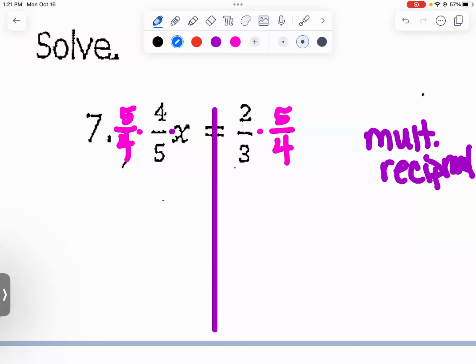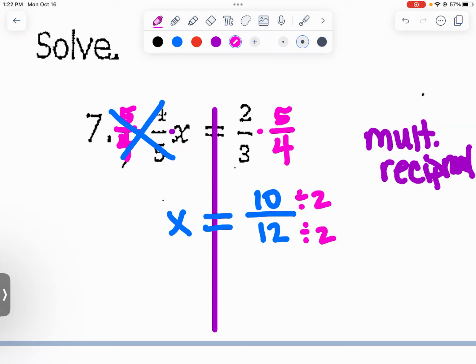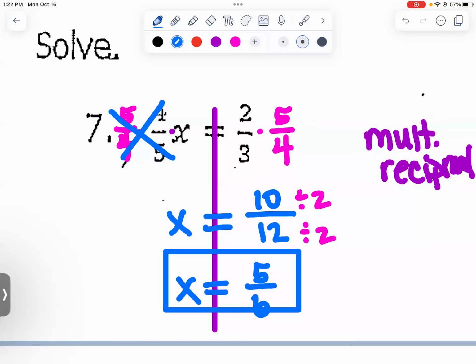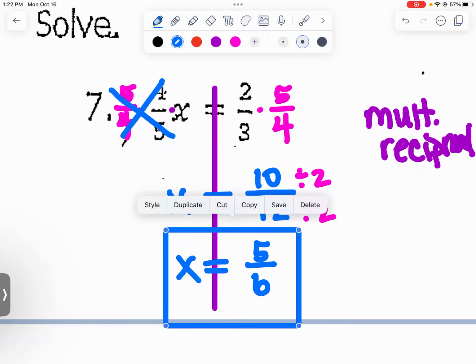When we do that, these cancel. And we have 2/3 times 5/4. So we multiply our numerators. We multiply our denominators. Is that our final answer? No. We have to simplify. Of course not. Because these are both numbers that are divisible by 2, which means our answer is 5/6. Boom. Good.